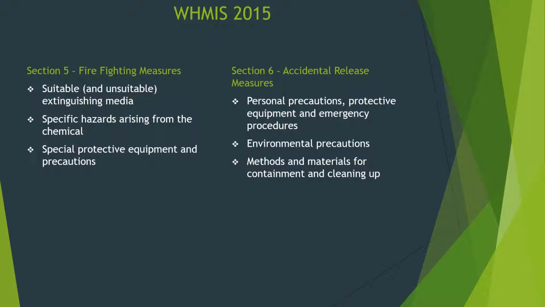Section 5, Firefighting Measures. The suitable and unsuitable extinguishing media, for example, not using water to put out a fire, but instead using a fire extinguisher. Specific hazards arising from the chemical, like the nature of any hazardous combustion products, and the special protective equipment and precautions for firefighters. In Section 6, the accidental release measures, it's the personal precautions, protective equipment and emergency procedures, environmental precautions, and methods and materials for containment and cleaning up.